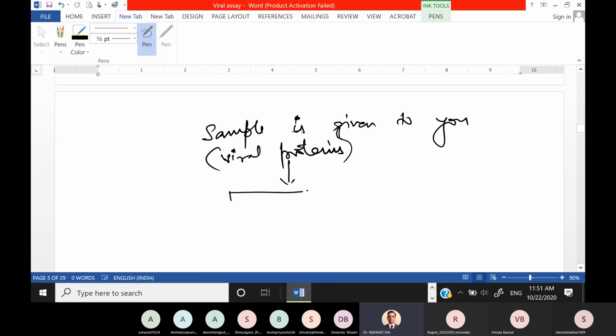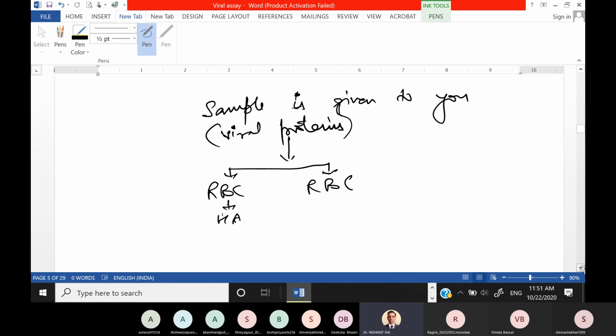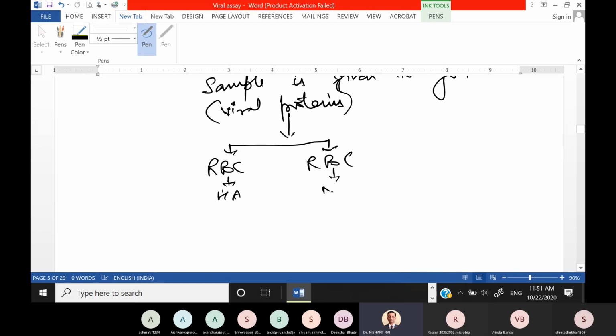Same case, what you will do, you will mix it with RBC. In both cases you will mix it with RBC. If HA occurs, or no HA occurs, no hemagglutination, if HA occurs then you say virus is present, and here virus is not present.